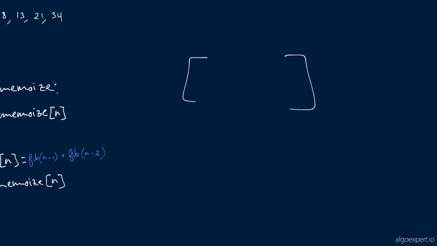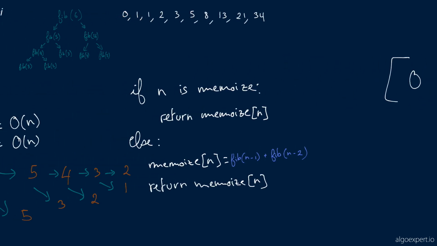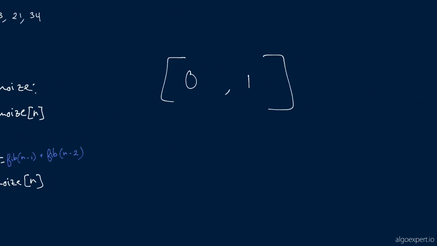And we initialize, here I'm going to go with an array. We initialize this array to have the first two Fibonacci numbers, so 0 and 1. These are the first two Fibonacci numbers from our sequence, right? And so then we start calculating every Fibonacci number thereafter.